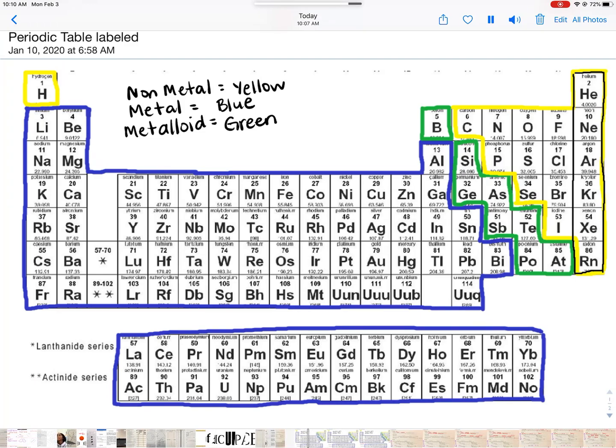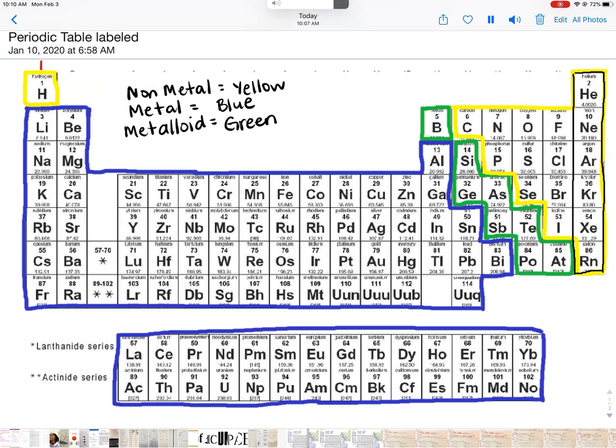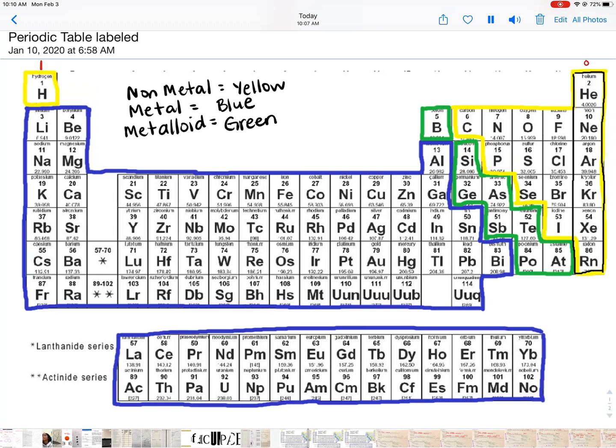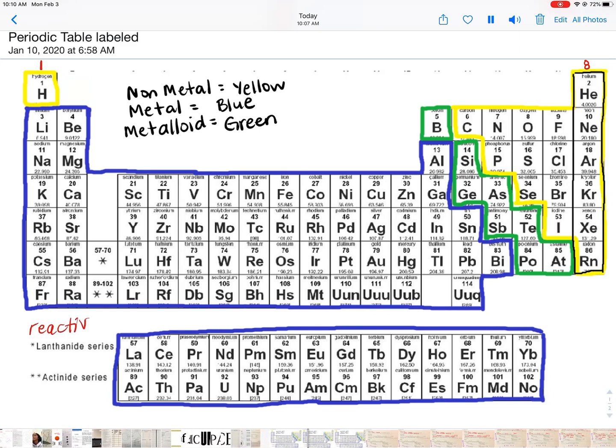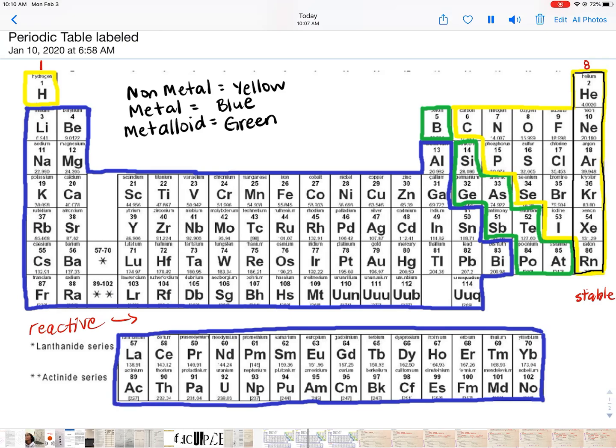Talking about our tables, if we have a group over here where only one person is sitting at our table, they will very desperately want to get everyone else to come sit at their table so that they can have a full table and look popular like this group over here, on the right. On the left side we have our very reactive elements, and then as we move over, eventually we have stable elements in group 8.